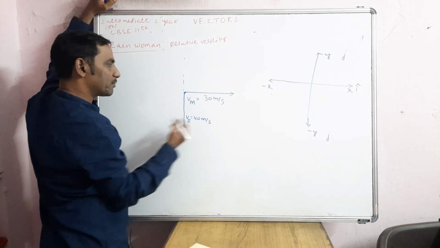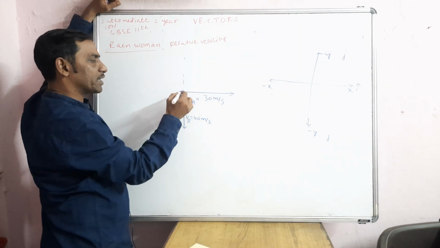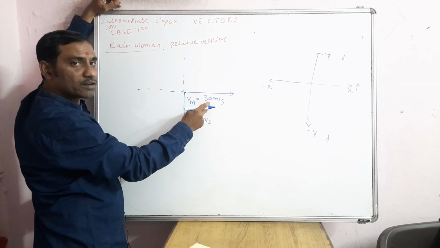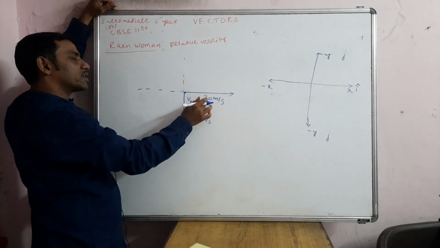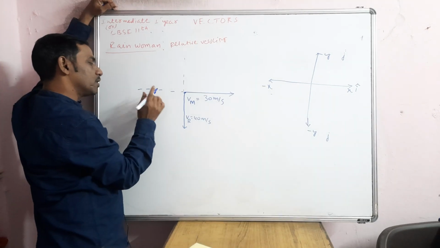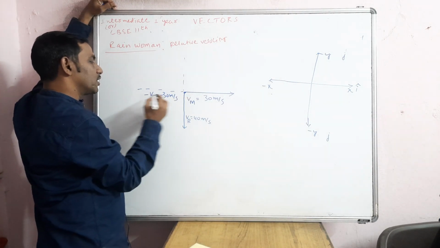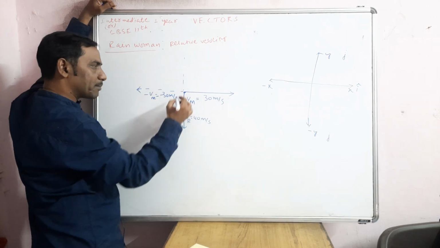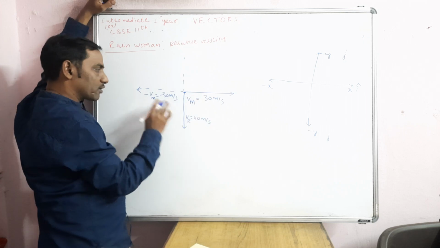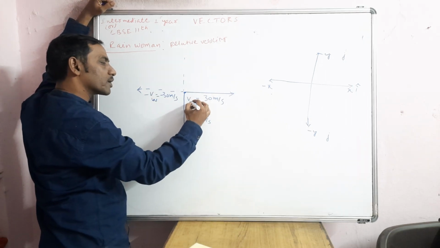Now, the relative velocity of the rain with respect to the man: when you take it, you have to take the man opposite. Relative velocity means always you have to take one vector in the opposite direction. So you will take minus Vm, which is nothing but minus 30. In that way, the woman, sorry, I am writing man, I write woman. So the woman will move in the opposite direction.